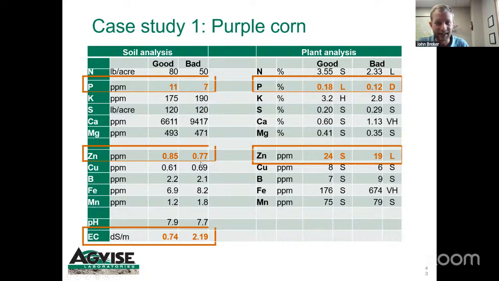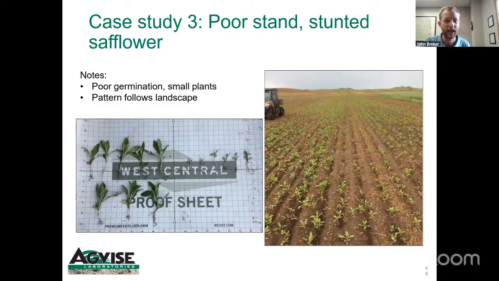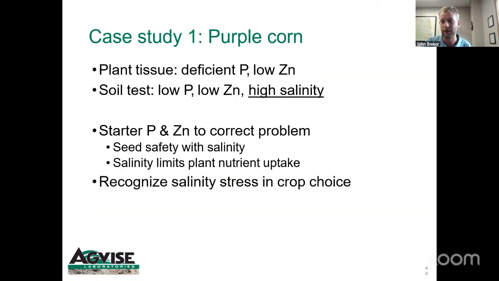But one of the big differences in this field is the bad area also has some pretty high salts up in the twos. And at this point, you would expect to see some type of salinity stress in a corn crop as well. So to compare the two aspects here, in this purple corn that is really manifesting itself like a phosphorus deficiency, we do note that the plant tissue is deficient in phosphorus and low in zinc. The soil test also confirms that, but it also points to another problem like high salinity.